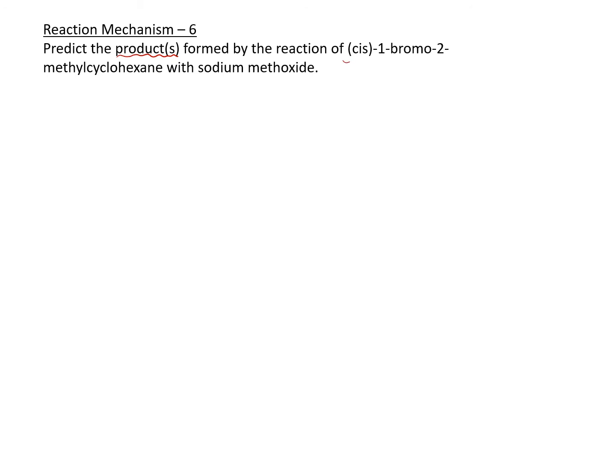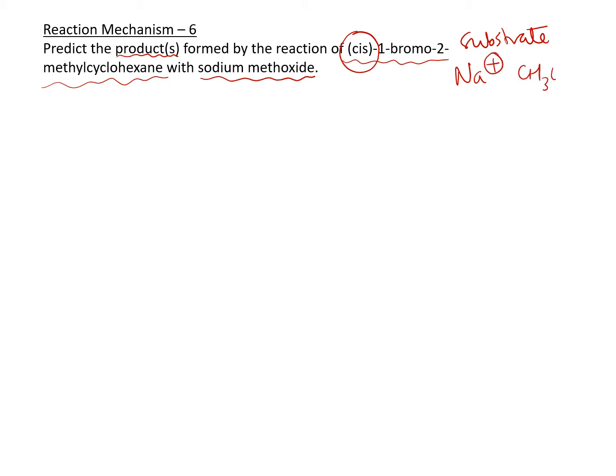And then we're looking at cis-1-bromo-2-methyl cyclohexane. That's our substrate, of course. And the substrate here, looking at the name, tells us that we have a stereochemistry to think about. And then lastly, here we have sodium methoxide. Sodium methoxide tells me that I have methoxide, CH3O minus, which means that it's a fairly good nucleophile.